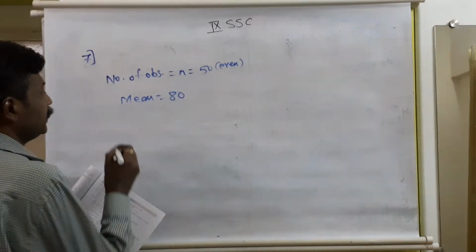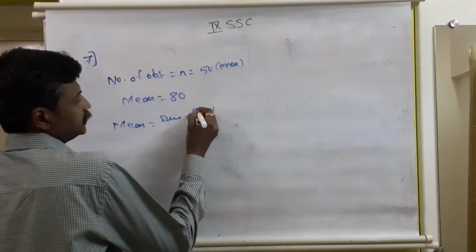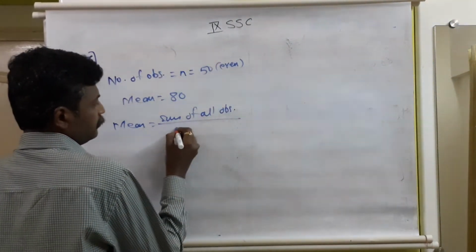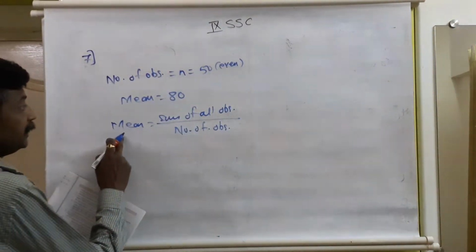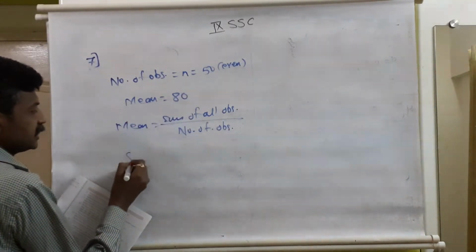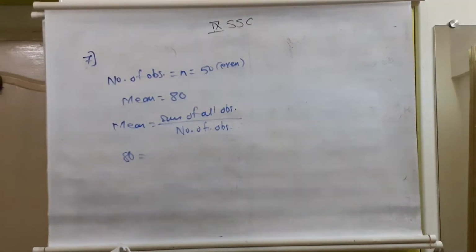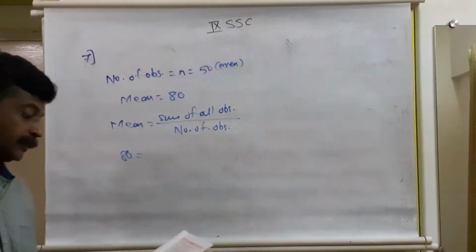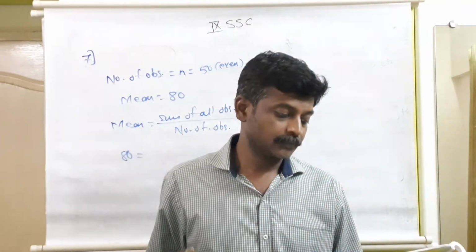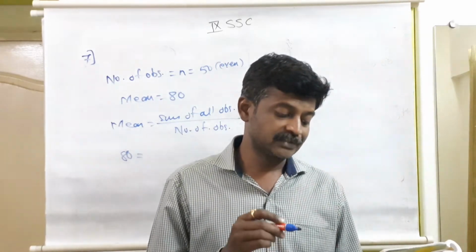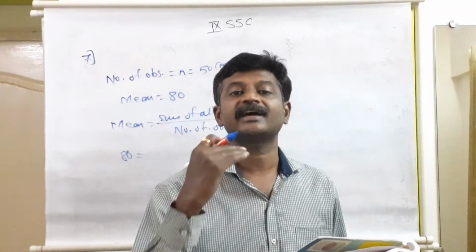Now, what is the formula for mean? We are using mean is equal to sum of all observations divided by number of observations. Okay. Now, mean is given to us. We'll replace the value. Mean is how much? 80. So 80 is equal to sum of all observations divided by number of observations. Sum of all observations is not known, but the observation which is recorded wrongly, that is 19, was recorded by mistake as 91. Instead of 19, it is mentioned 91.